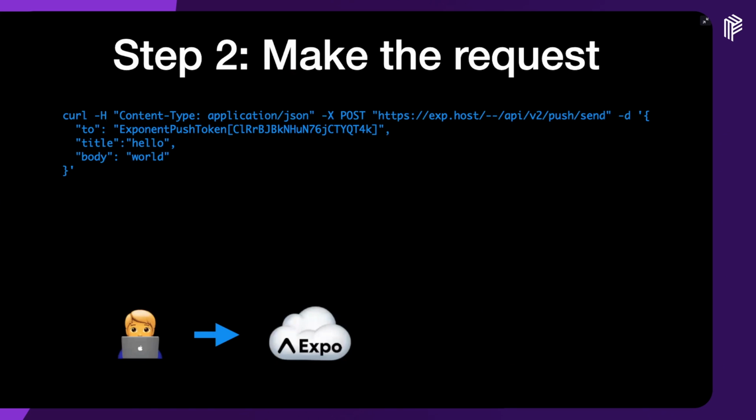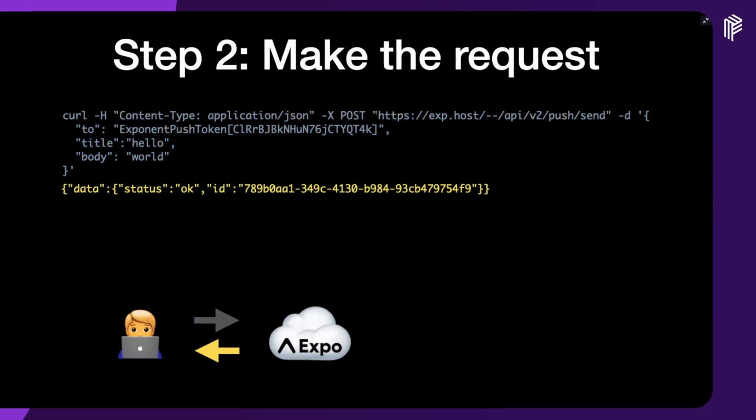Cool. So for our first request, we're just going to be instructing Expo which token to send the notification to, which is our to field, and then a couple fields on what we want in the notification. Here, we're just going to do like a simple hello world notification. And then Expo is going to receive our request and respond telling us whether or not our request was okay. And if it was okay, it'll give us back an ID that we'll use a little bit later on.